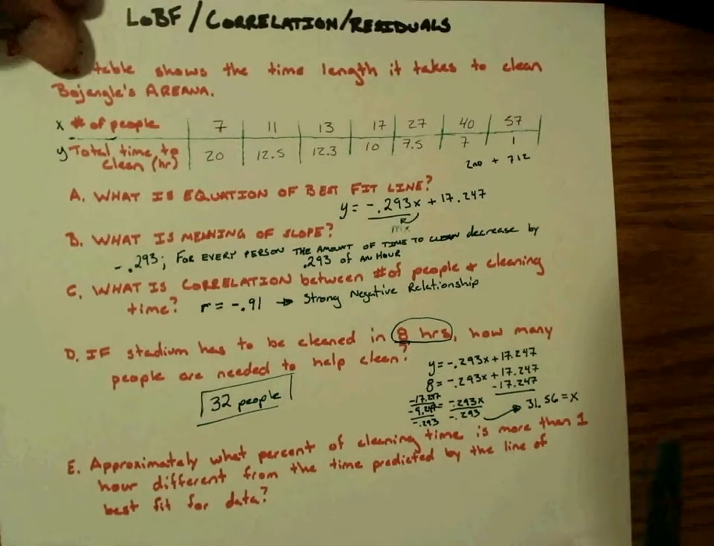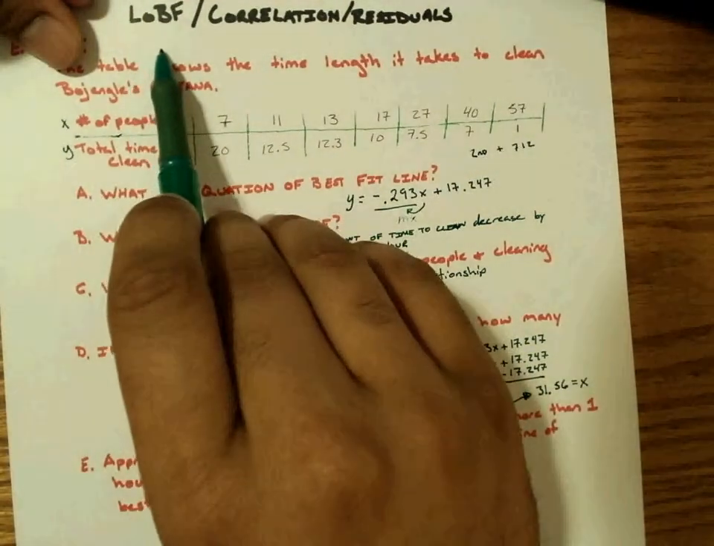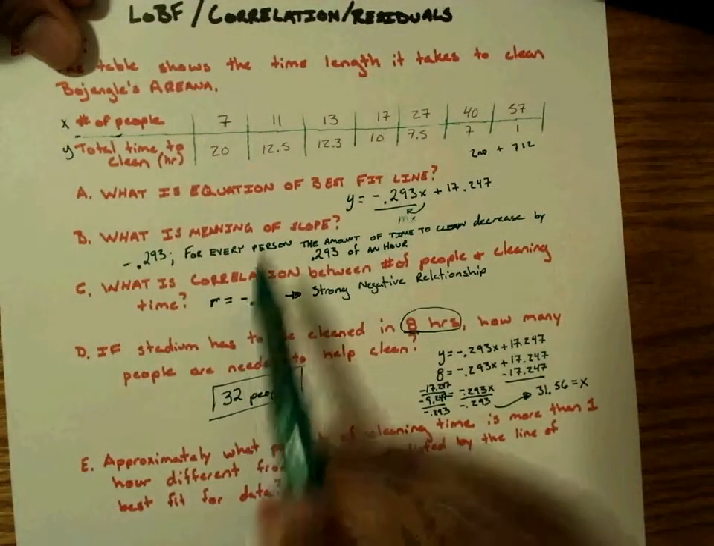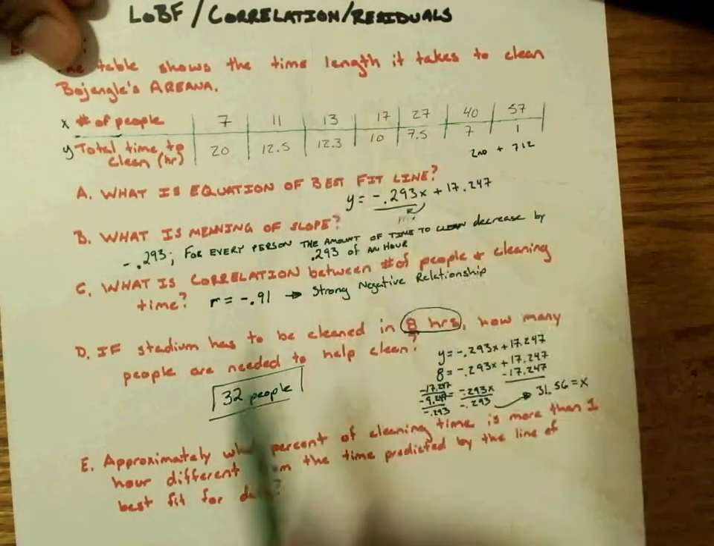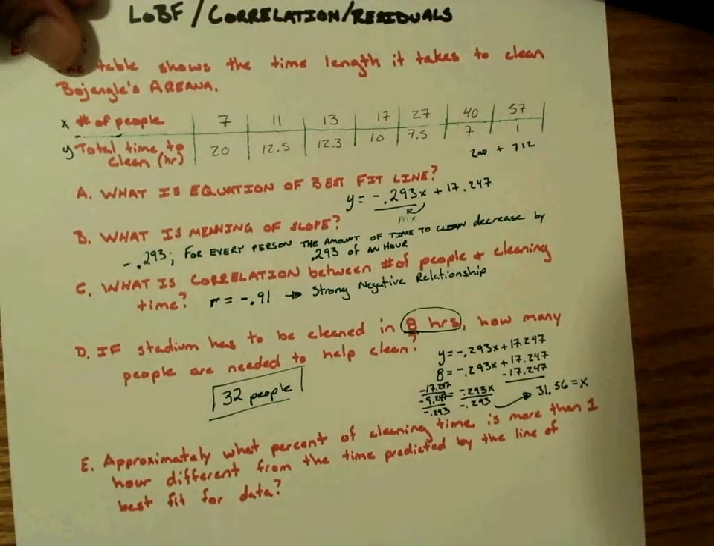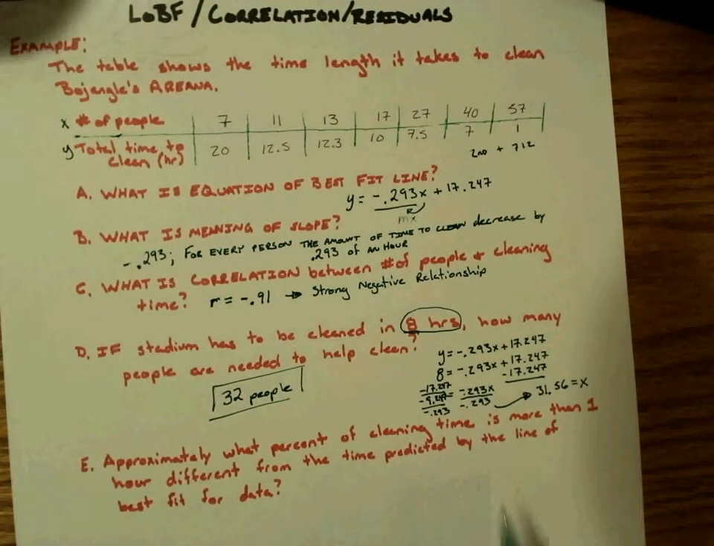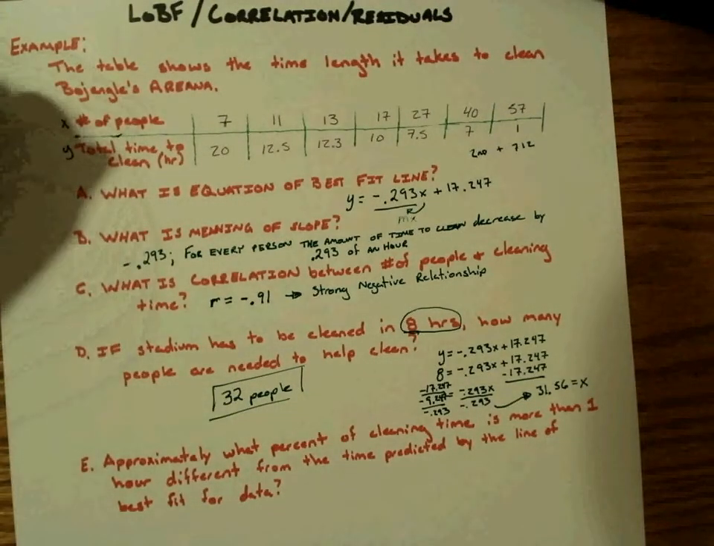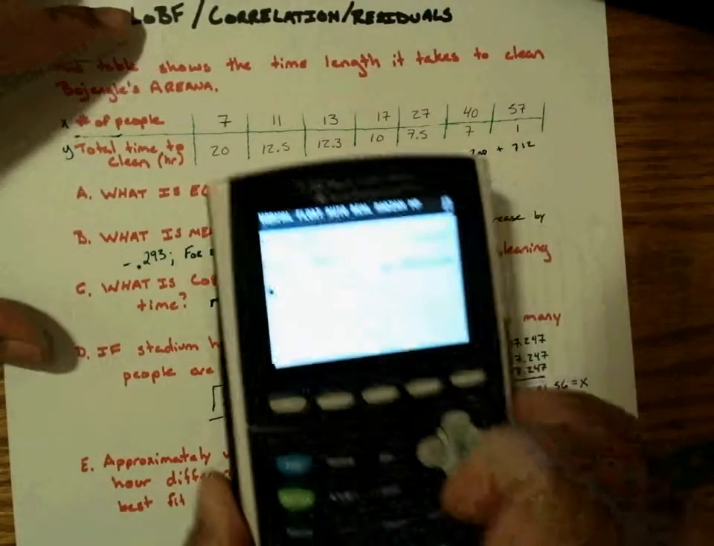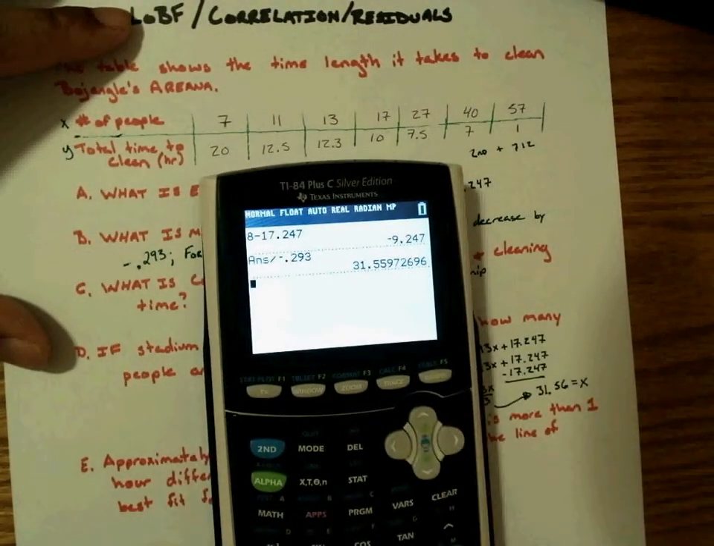Alright, so in this problem, we've just finished answering all the true line of best fit questions. C was a correlation question, and E is a residual question. So we have to figure out, when we look at E, it says approximately what percent of cleaning time is more than 1 hour different from the time predicted by the line of best fit. So in order to do this, we're going to need our calculator.